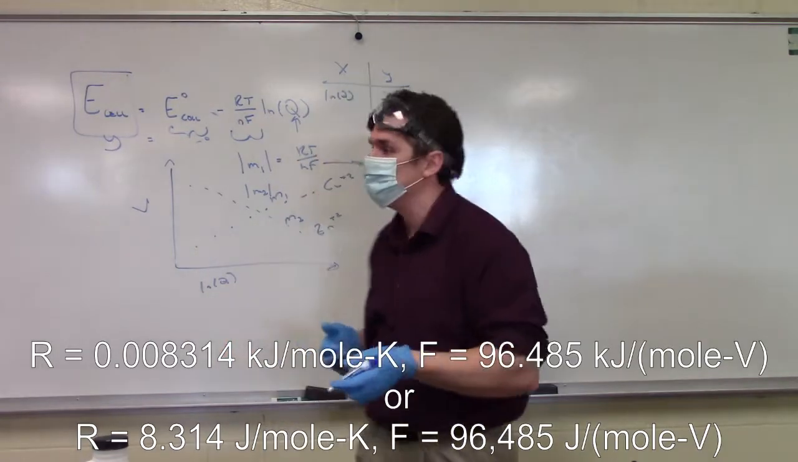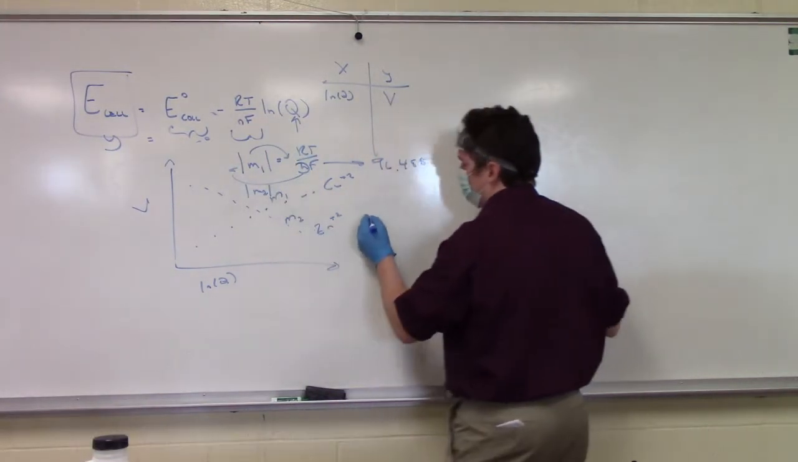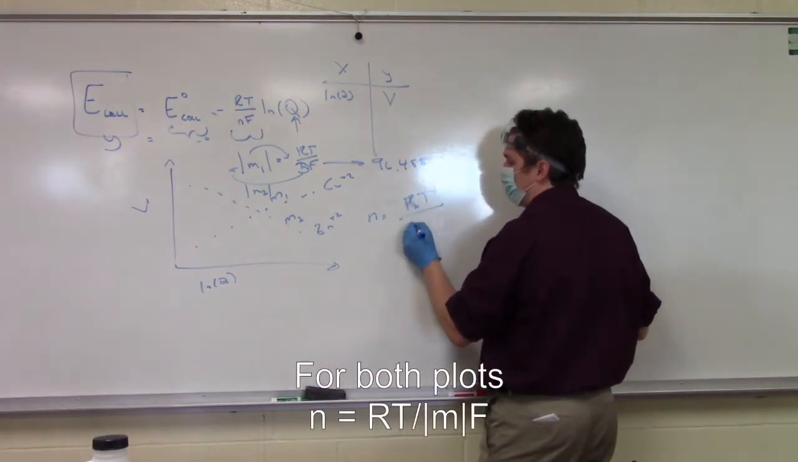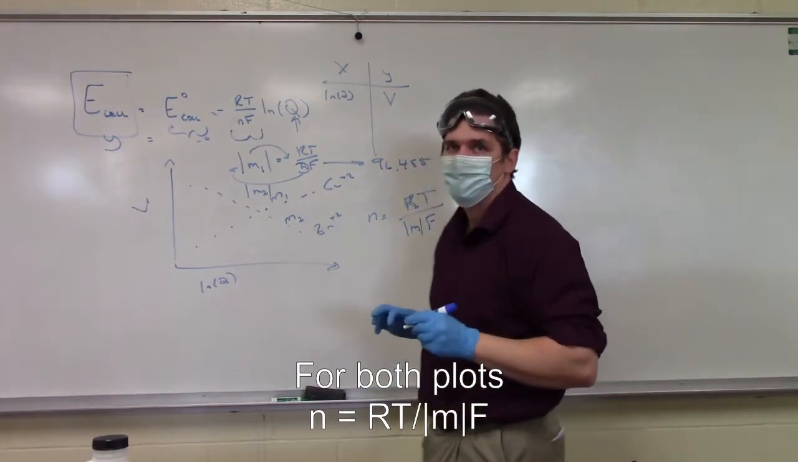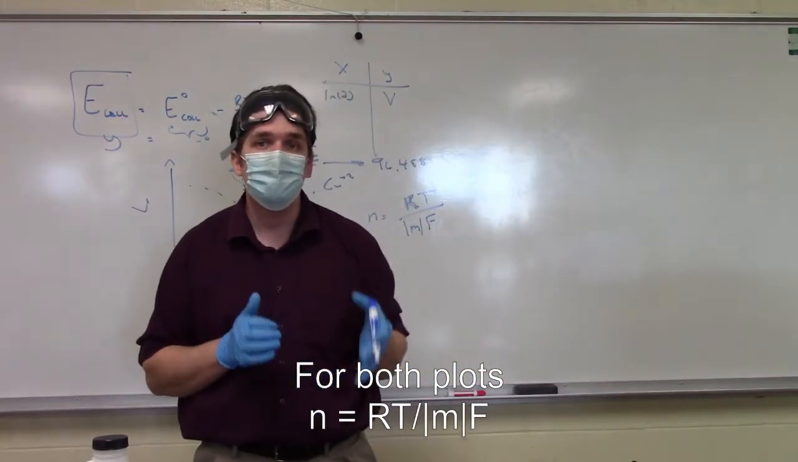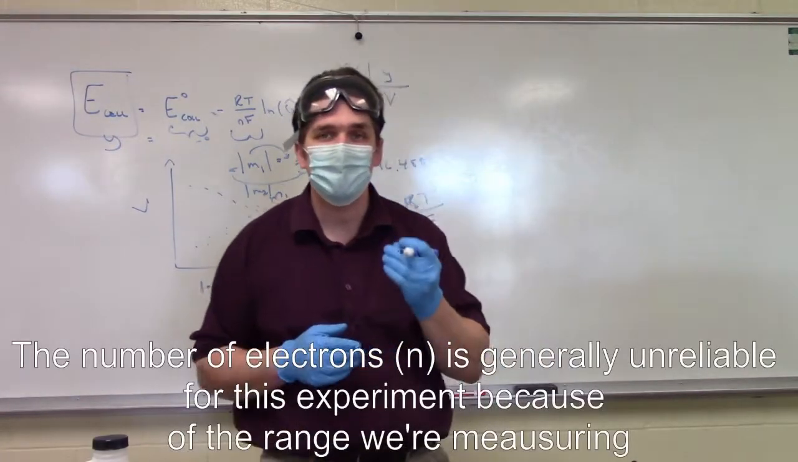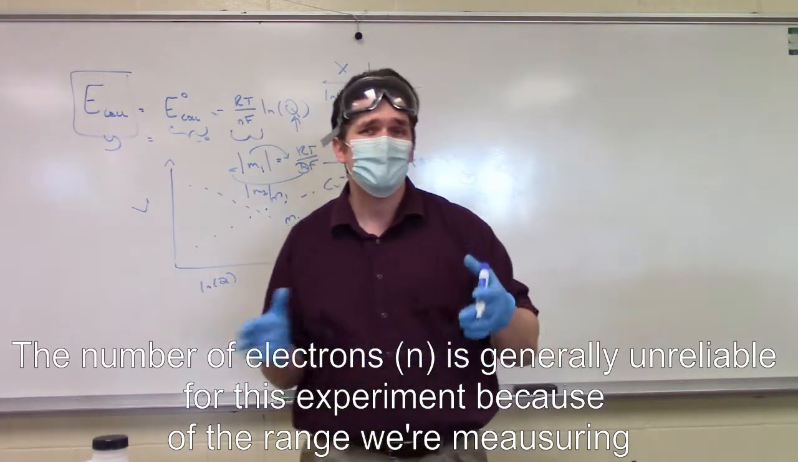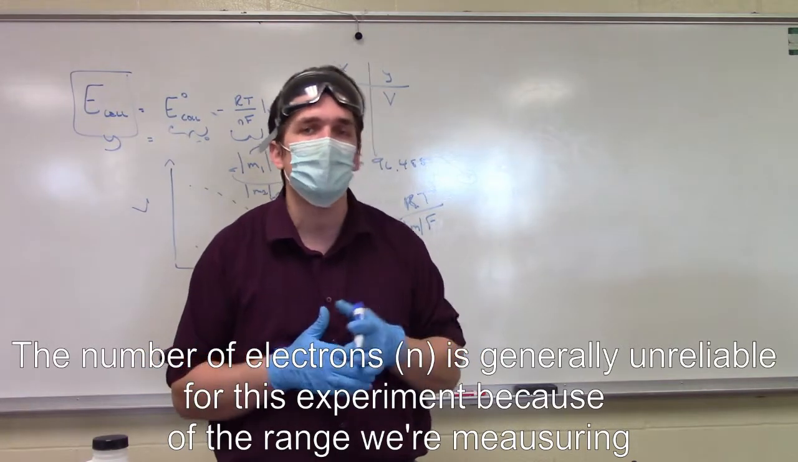So to figure out the number of electrons transferred, move N over, move your slope over, we get the number of electrons transferred is just RT over the absolute value of the slope times Faraday's constant. Now, N is a very unreliable number in this measurement. And the reason why it's a very unreliable number is that if we look at ln of Q, it doesn't span a lot. Typically we're going from like 0.1 to maybe 1.